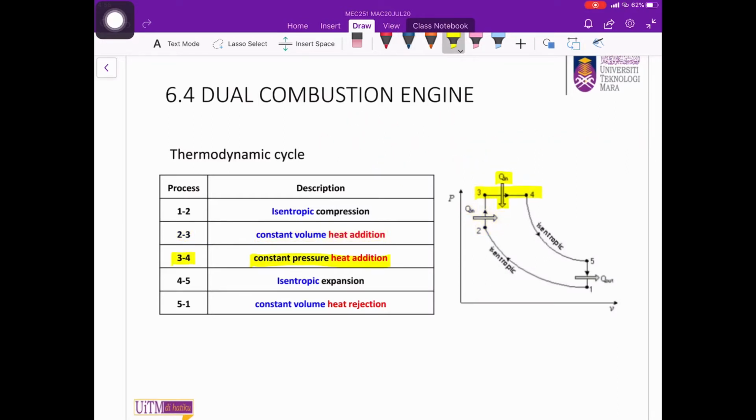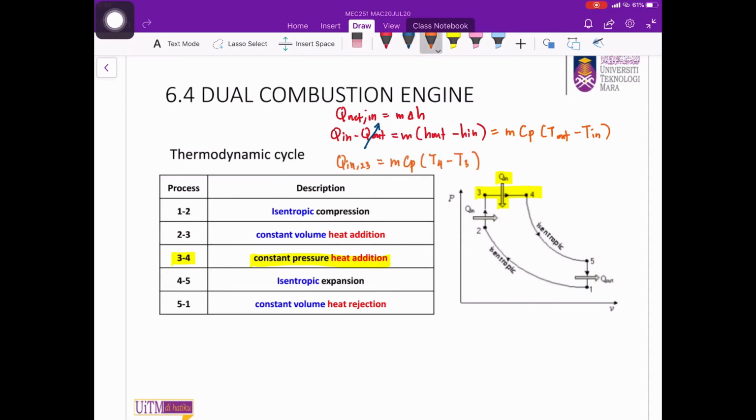For process 3 to 4, it is the constant pressure heat addition process. We can use the relation V3 over T3 is equal to V4 over T4 if we want to find the related properties for this process. And we can determine the heat transfer for process 3 to 4. From the non-flow energy equation for a constant pressure process, we can obtain this equation.